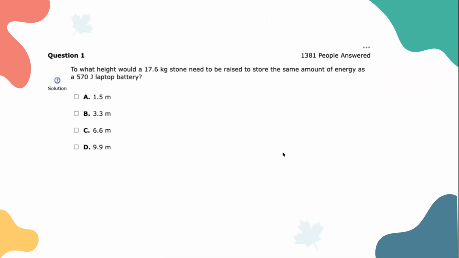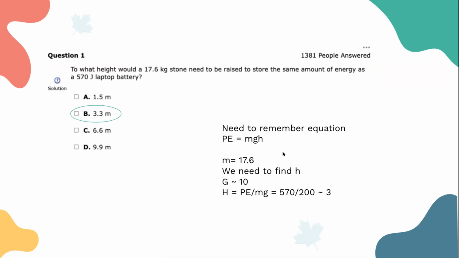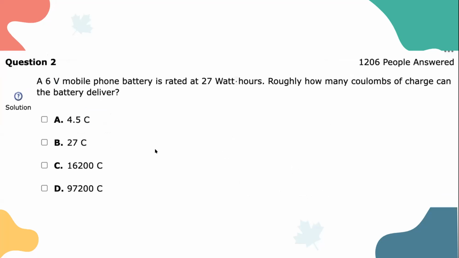Okay, yep, great job. So you need to remember this equation: potential energy is equal to mgh, which is the mass with the gravity and the height. So we need to find the height. So we solve for h just by rearranging the formula, and then you plug in the numbers. I rounded 570 to around 600, and that's going to be around 3. And the best answer would be around B. What about question 2?